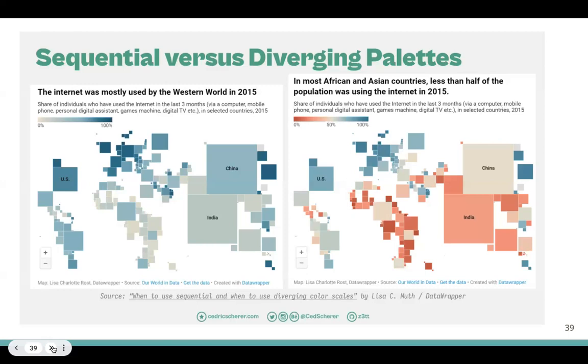But this map from 2015 really showed how stark the inequality in internet access was in the world, in how most African and Asian countries, less than half of the population had access to internet. And that was conveyed more starkly in this case by using this diverging palette. So this is a case where a diverging palette might be more useful.